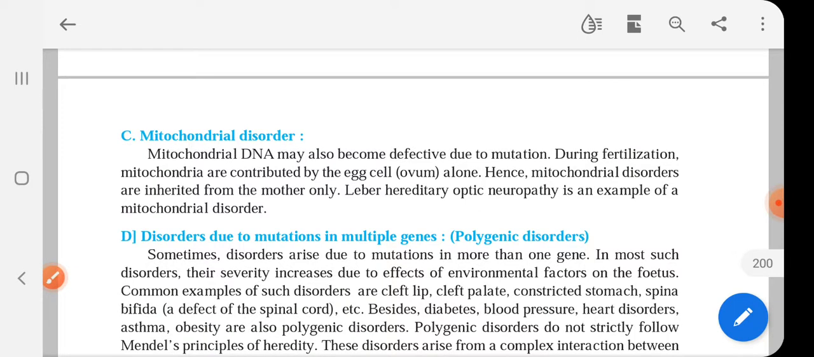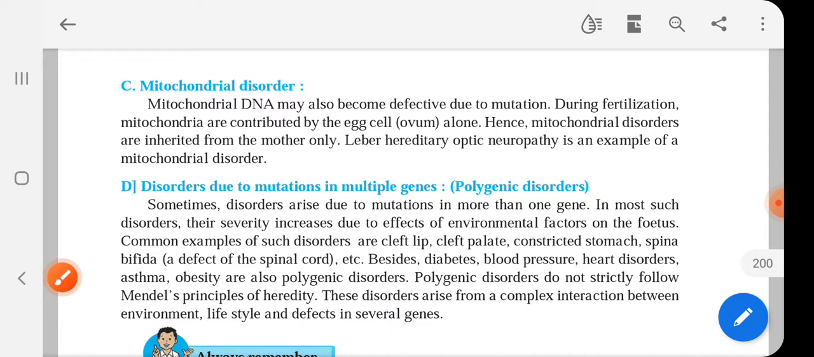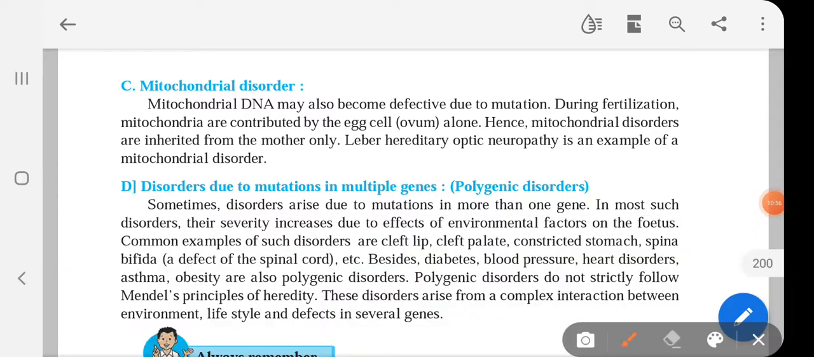Then there are mitochondrial disorders as well. Mitochondrial DNA may also become defective due to mutation, that is, a sudden change. During fertilization, mitochondria are contributed by the egg cell. Hence, mitochondrial disorders are inherited from the mother only. Leber hereditary optic neuropathy is an example of a mitochondrial disorder.